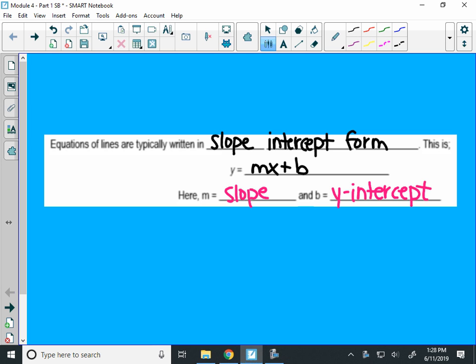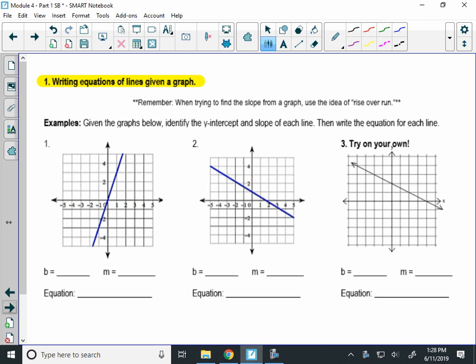So if you know those things about the form of a line, and you remember how to graph the line, then this should be a really good, easy review for you. Number one, we're just going to have three lines that are graphed, and we are going to identify the slope and the y-intercept, then write the equation. Now, in number one, b is where you start.